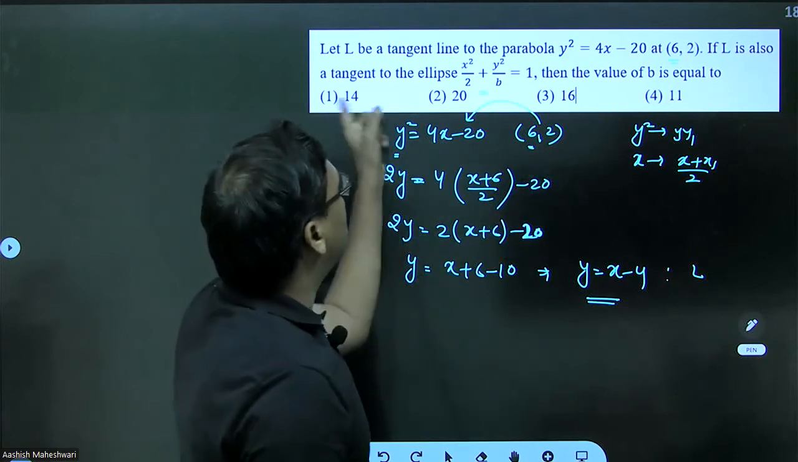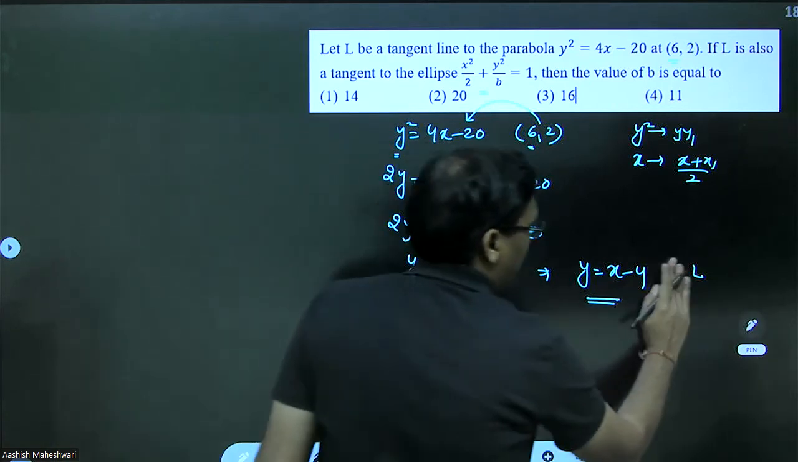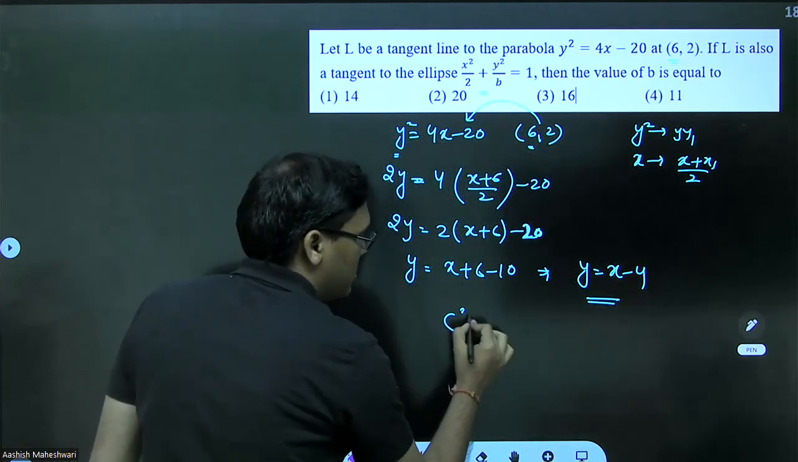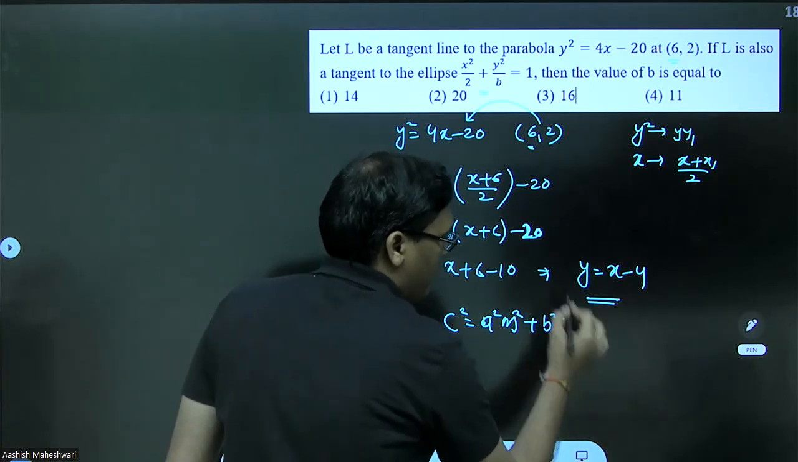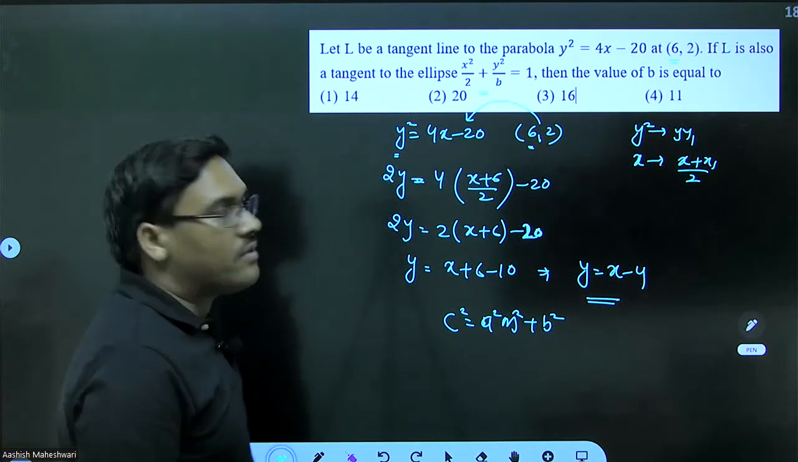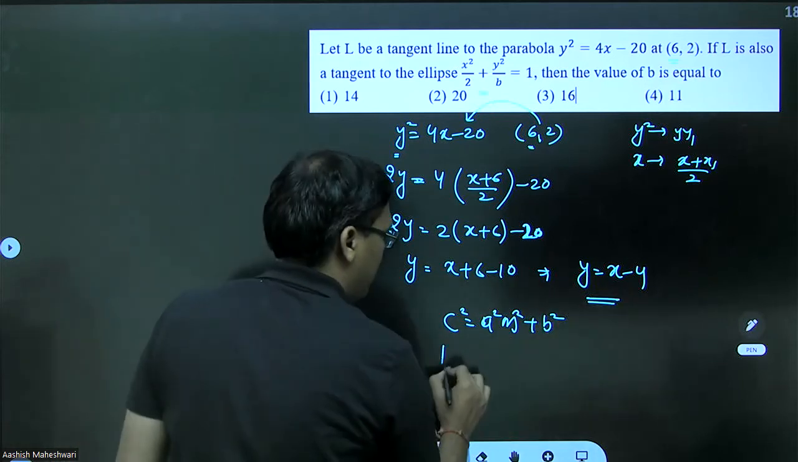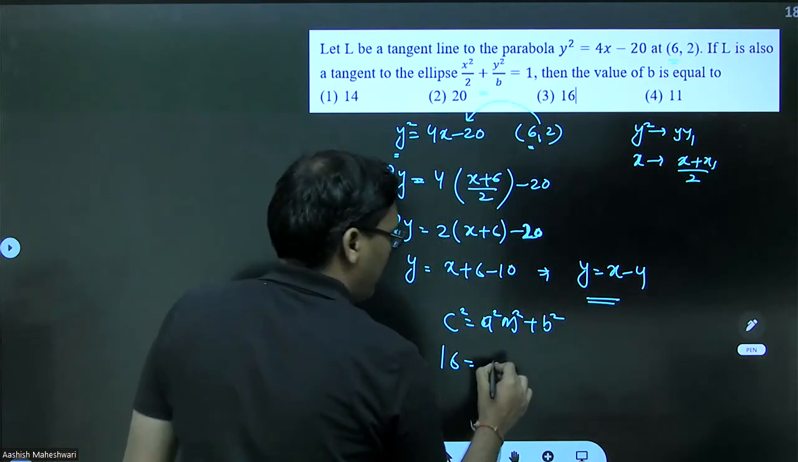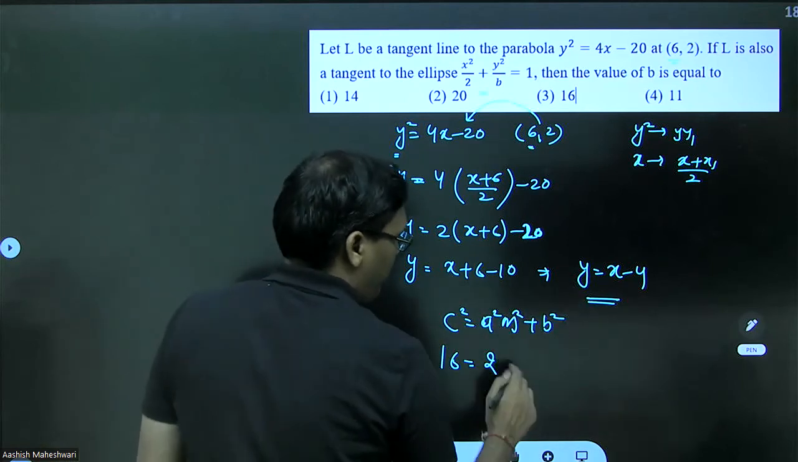Now L is also tangent to this. Now you can see we have a line L which is tangent to this. What is the condition for tangency? We know that c square should be equal to a square m square plus b square. यही होता है, right? So what is this? You can see c square. What is c square? 16. Y intercept minus 4 था. A square. What is a square? A square is 2, right? So this is m square.